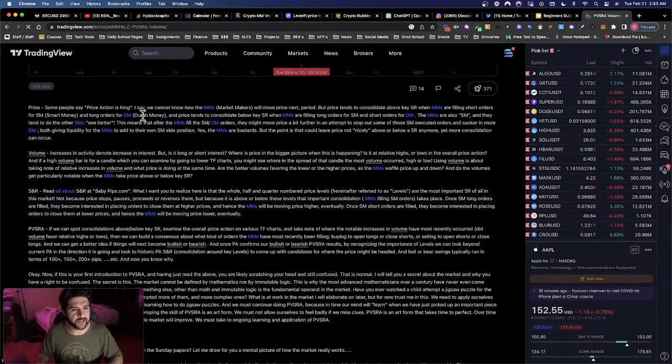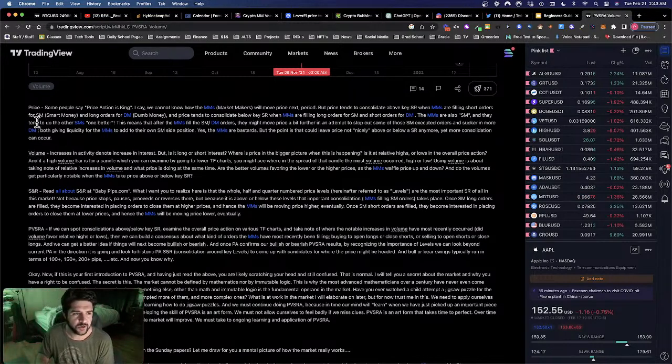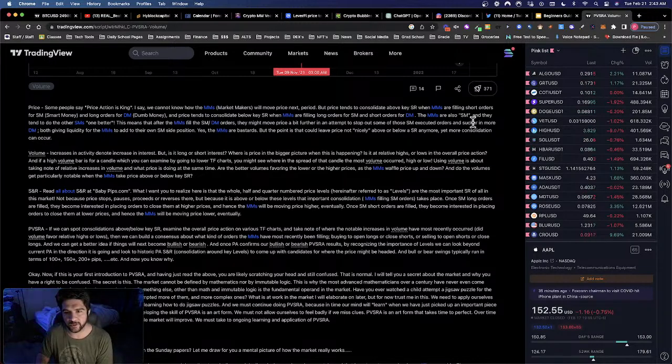So some people say price action is king. I say you cannot know how the market makers move price next, period. But price tends to consolidate above key support resistance when market makers are filling short orders for smart money, the long orders for dumb money. The price tends to consolidate below the support resistance when market makers are filling long orders for smart money and short orders for dumb money, and market makers also use smart money, and they tend to do other smart money one better.